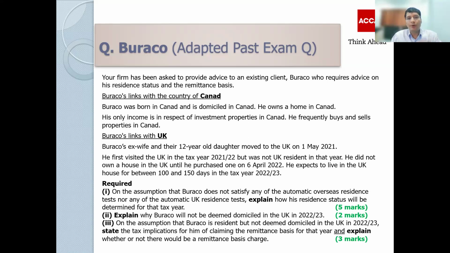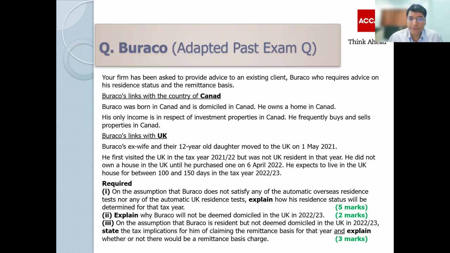Here, you don't even need to bother too much about the information for the third part. So the remittance basis and the tax implication means if someone is obviously not domiciled or deemed domiciled and is resident, then the remittance basis can be claimed. That's the first thing, which you don't even need to say because the question is telling you.